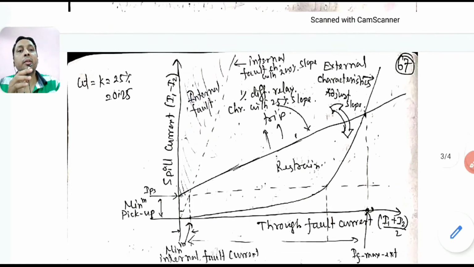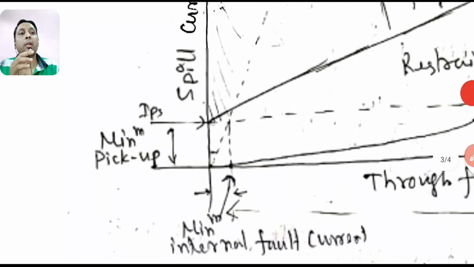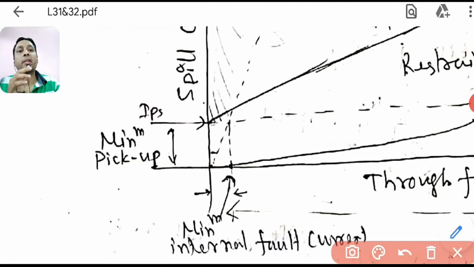So this is the minimum fault. Let me zoom it here. You can see this line starts from here and your plug setting is here. So up to this much it will not trip. So this is the minimum fault current for which the relay will trip.